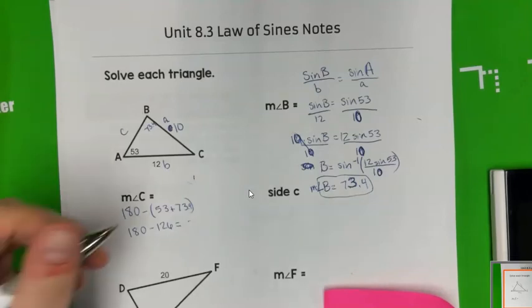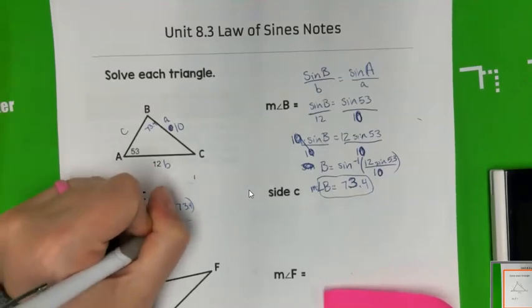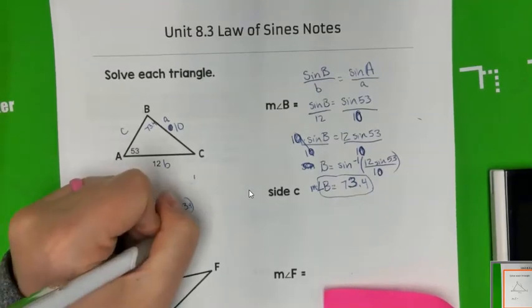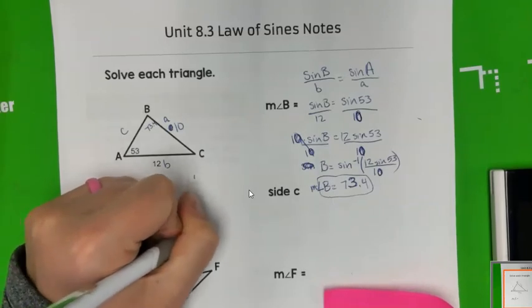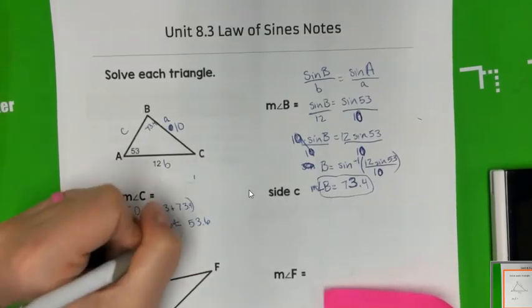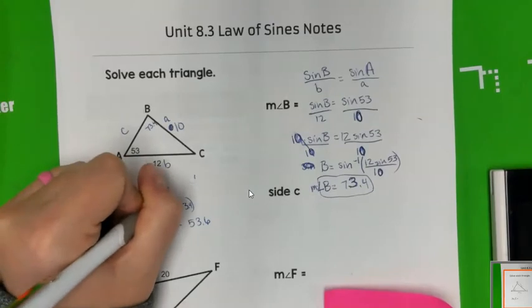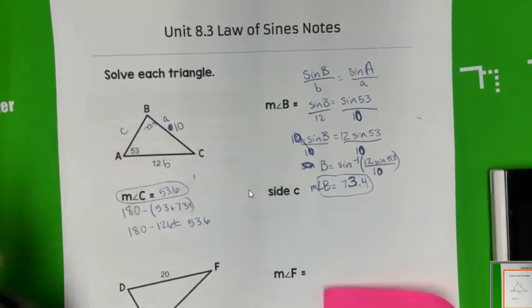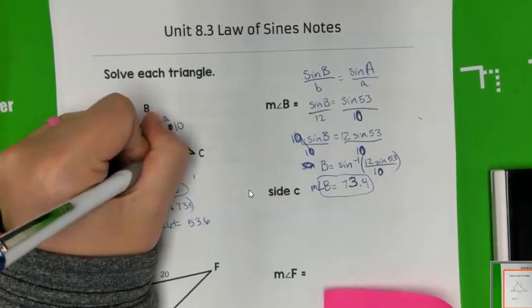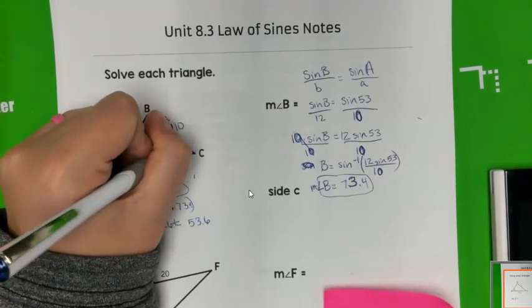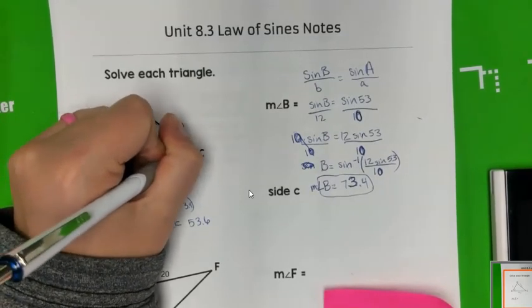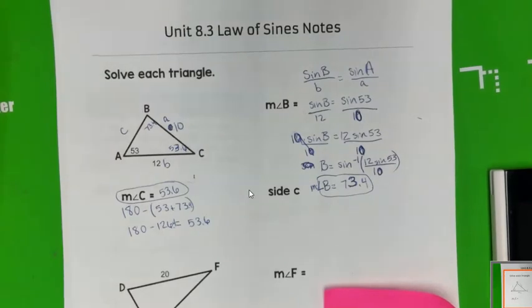73.4, so 126.4, there we go. So our angle C is going to be 53.6. So now we have those angles. 53.6. All right, last one, side C.